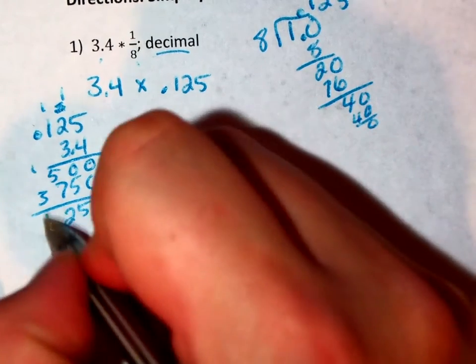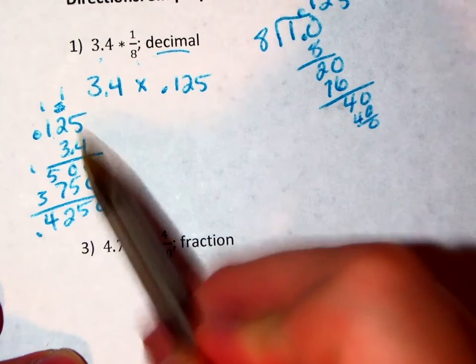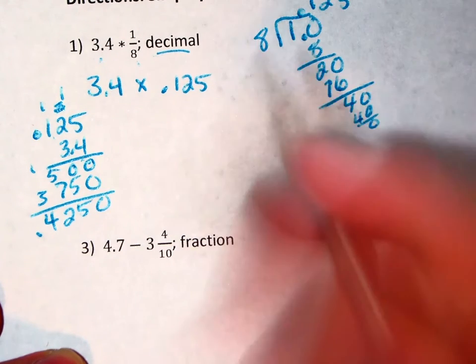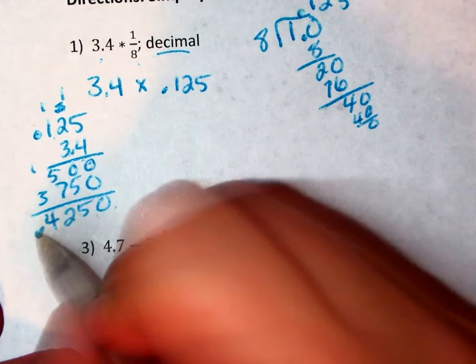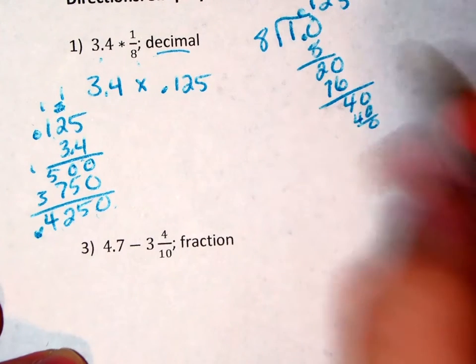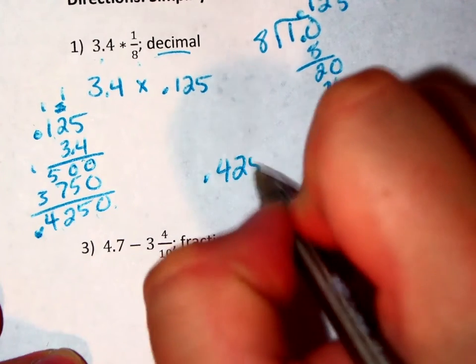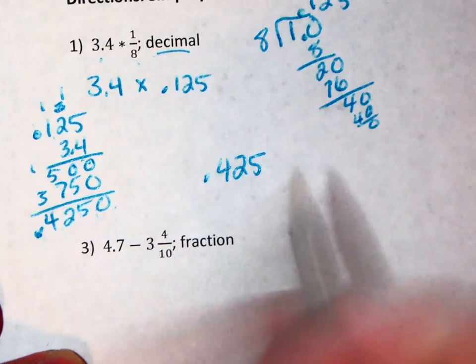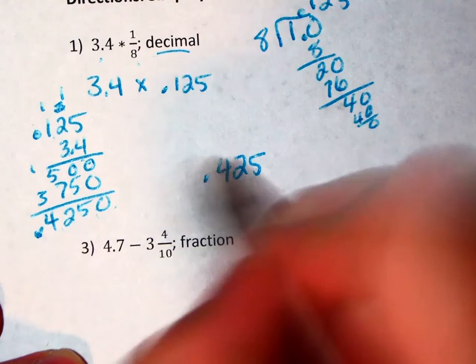Carry the 1. 4. If we look at our problem up here, we had 1, 2, 3, 4 terms to the right of the decimal. So I'm going to move my decimal place over 1, 2, 3, 4 places. So my solution will be 0.425. We no longer need that extra 0 after because it terminates at the 5.